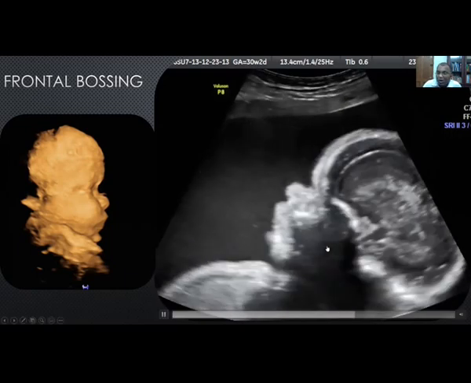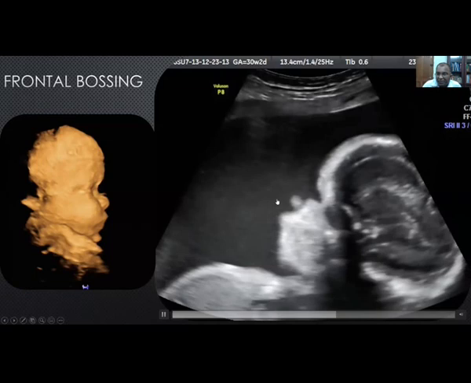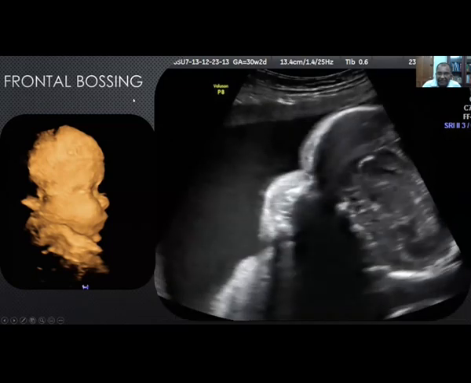So because it's a non-lethal skeletal dysplasia, only lethal skeletal dysplasias can be confirmedly picked up between the first trimester and the second trimester.